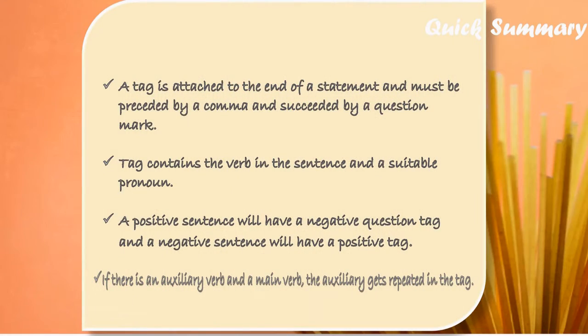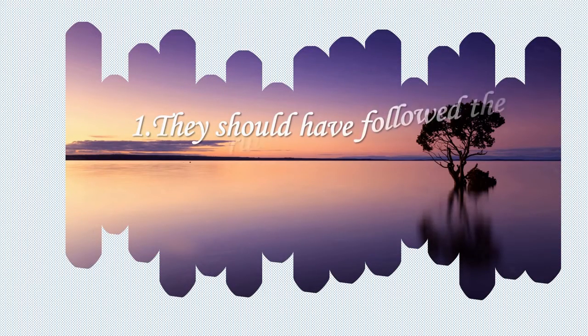Now that we have had a quick summary of part 1, we will now go to new examples and questions from question tags. Our first example is a question which has 2 auxiliaries present in it.